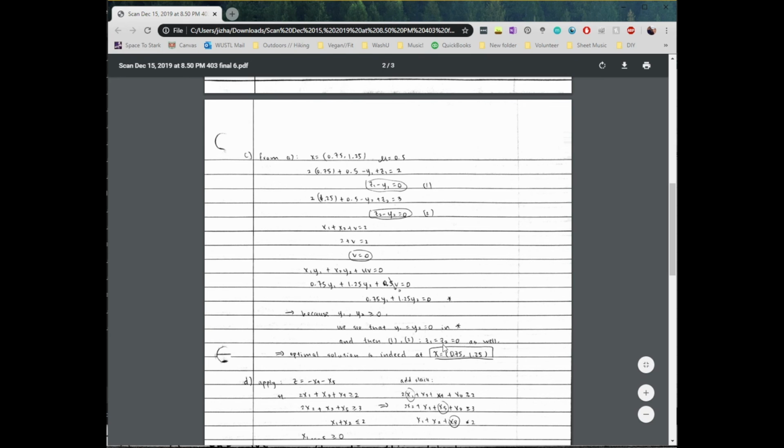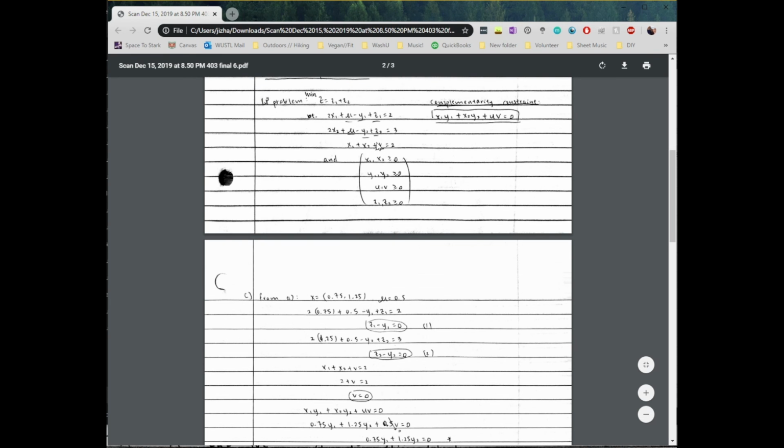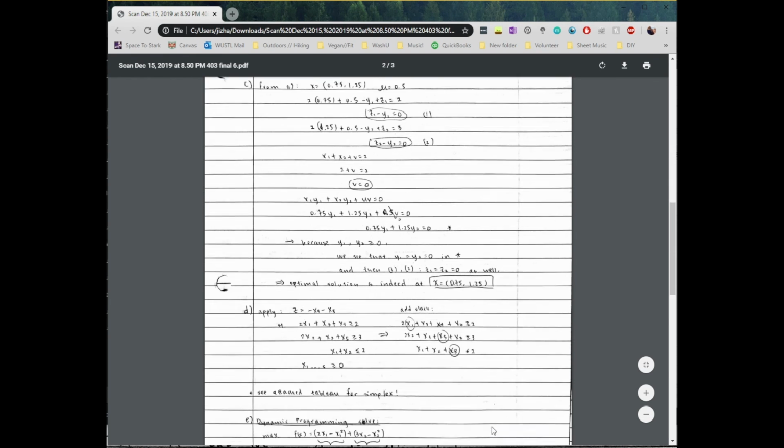Therefore, we plug y1, y2 into these two equations, 1 and 2 here, and then we see that z1 and z2 both have to be 0 as well. So now we see that the optimal solution is indeed at x1 equal to 0.75 and x2 equal to 1.25, because all of these additional variables have come out to be 0. So if you plug it in, x1 is 0.75 and x2 is 1.25.